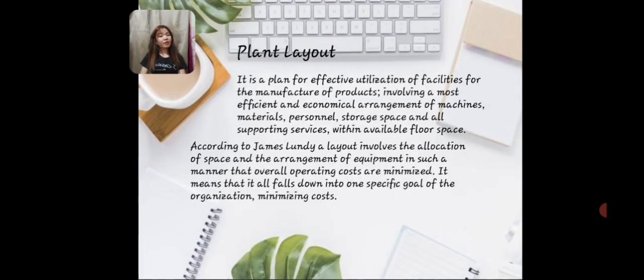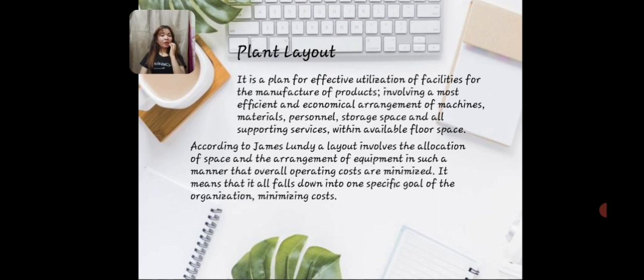It is a plan for effective utilization of facilities for the manufacture of products, involving the most efficient and economical arrangement of machines, materials, personnel, storage space, and all supporting services within available floor space. So, pag sinabi nating plant layout, ito yung pag-arrangement ng mga material, ng personnel, ng storage, supporting service, at kung ano yung available na space mo. For example, ang maisa-suggest ko dito is the Pure Gold. Sa Pure Gold, naka-arrange yung mga product kung saan dapat nakalagay.